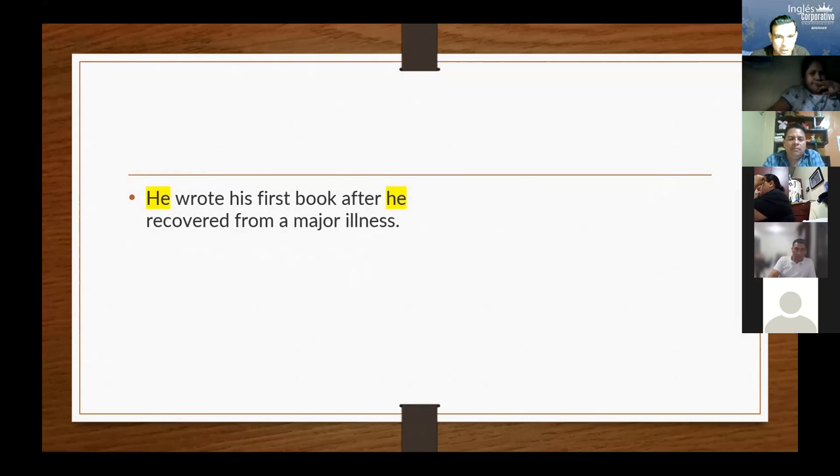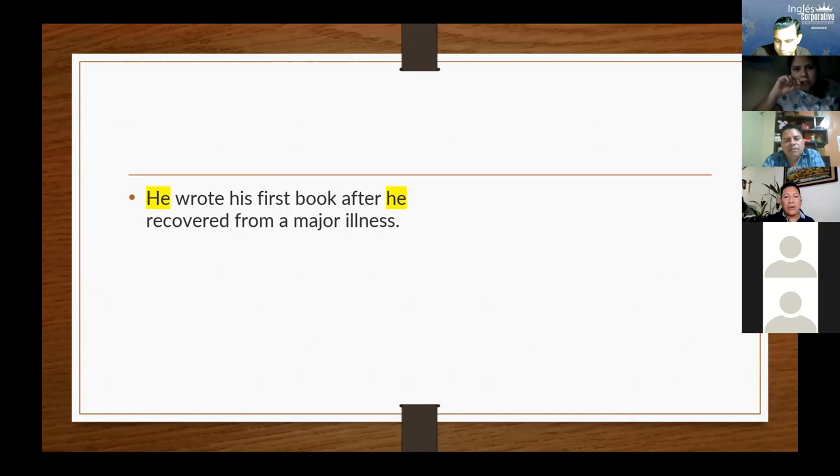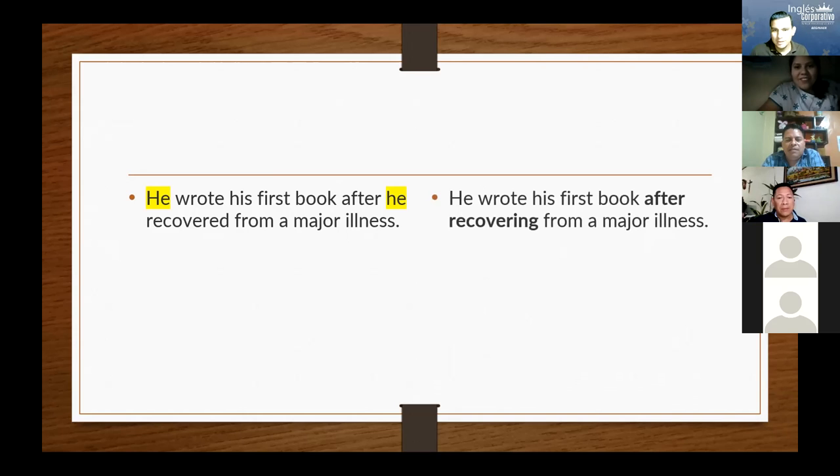Okay, one more time. He wrote his first book after he recovered from a major illness. Can we reduce here? After recovering. It's only one sentence. Just a piece of advice: the comma is written when we begin with after. Here we switch the position, so we don't have a comma. You can switch the position, but you don't add a comma. That is another example.